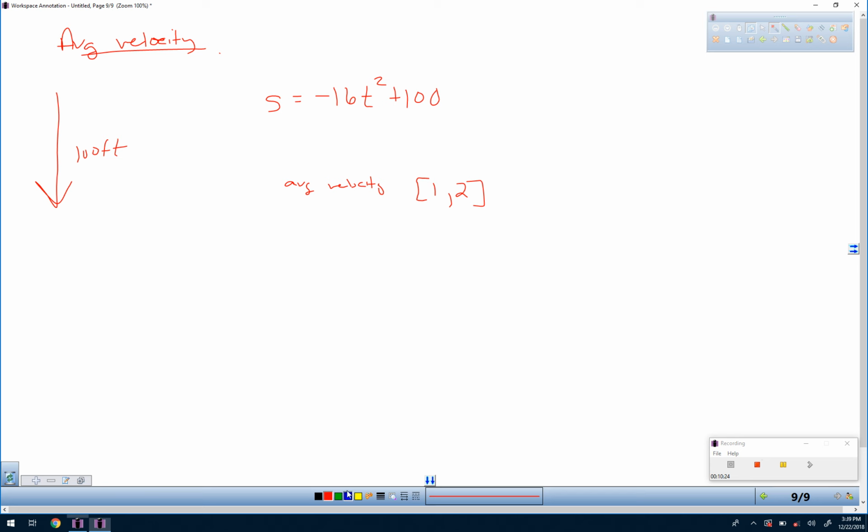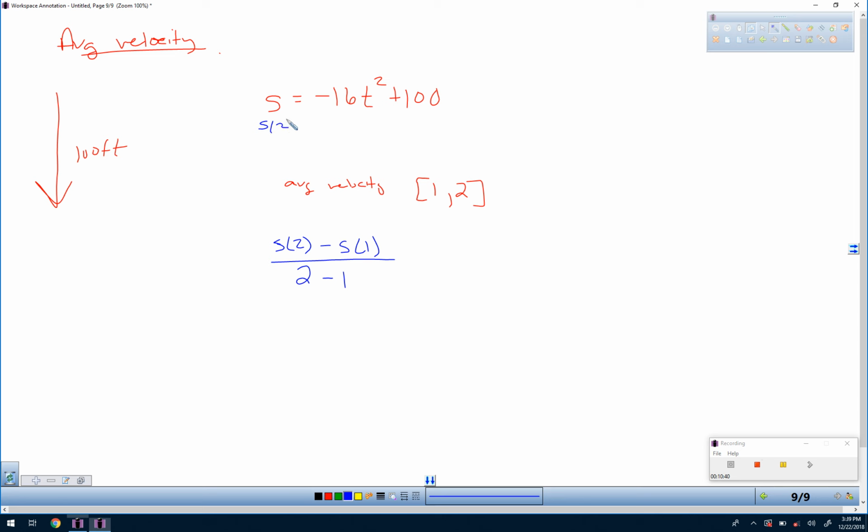Well, it sounds like it's complicated, but it's not. What you would do is you would simply find the slope on this interval. So in other words, s of 2 minus s of 1 over 2 minus 1 is, and you can find s of 2.